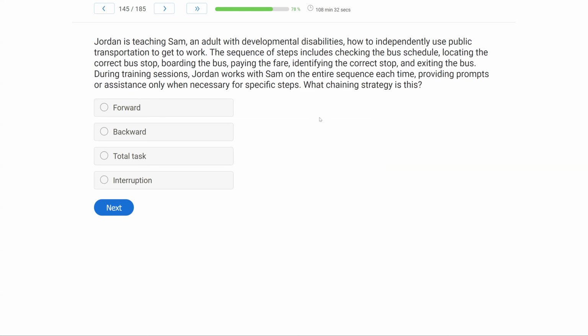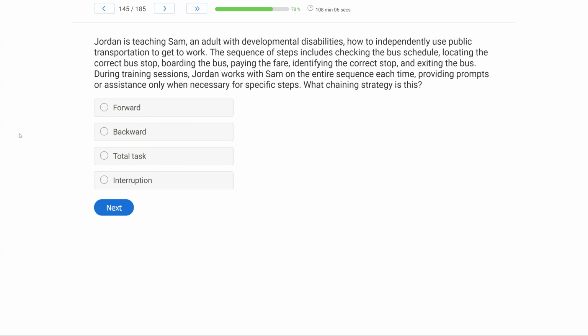Jordan is teaching Sam, an adult with developmental disabilities, how to independently use public transportation to get to work. The sequence of steps includes checking the bus schedule, locating the correct bus stop, boarding the bus, paying the fare, identifying the correct stop, and exiting the bus. During training sessions, Jordan works with Sam on the entire sequence each time, providing prompts or assistance only when necessary for specific steps. What chaining strategy is this?